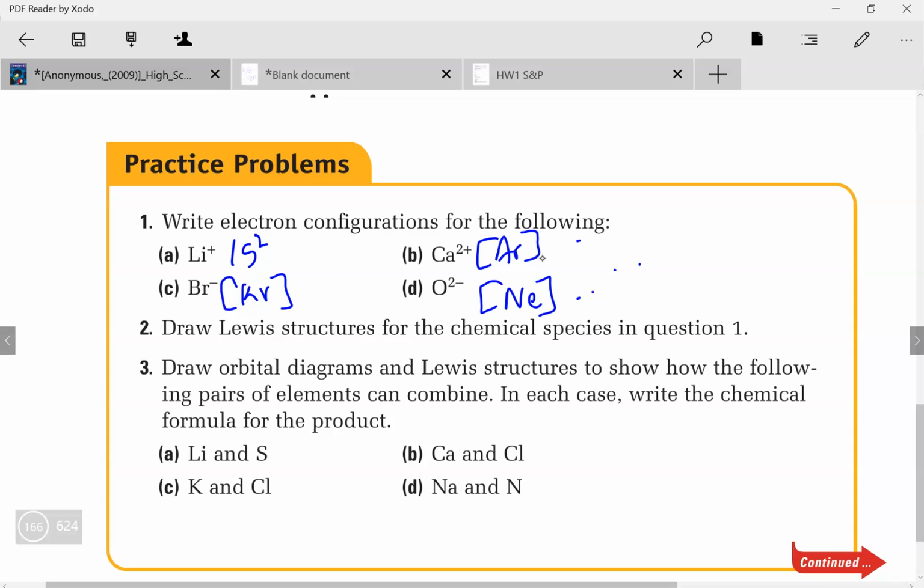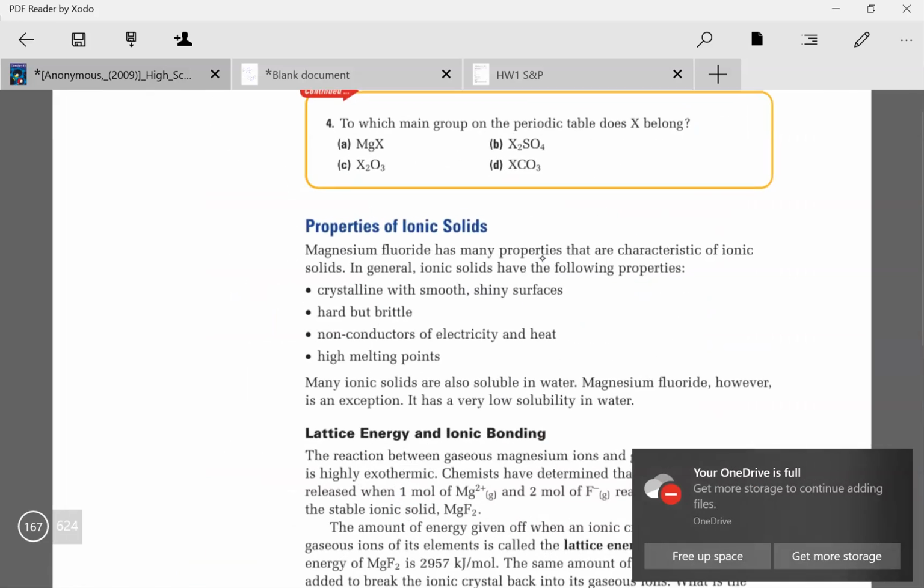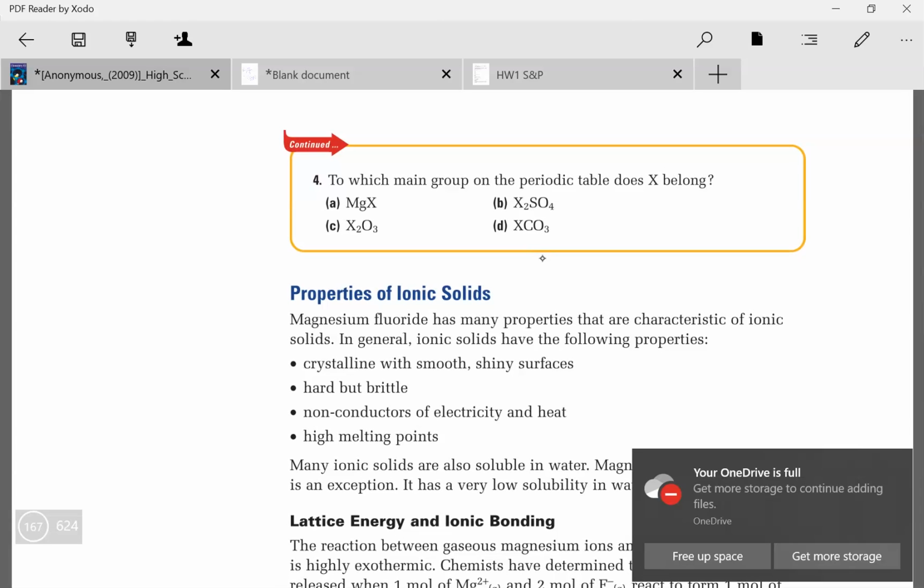Draw Lewis structures for the chemical species. No Lewis structures for ions will be asked. We're not doing this either because those were grade 11. Okay, go away. That's grade 11.